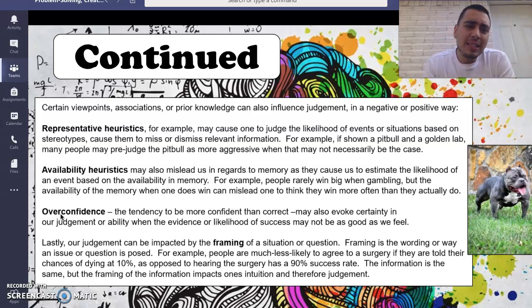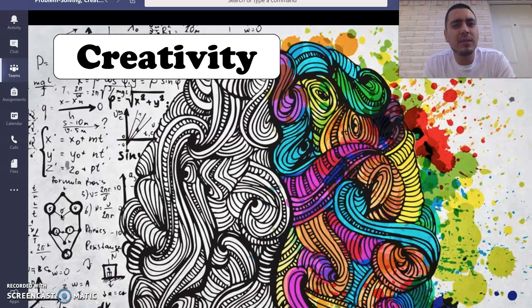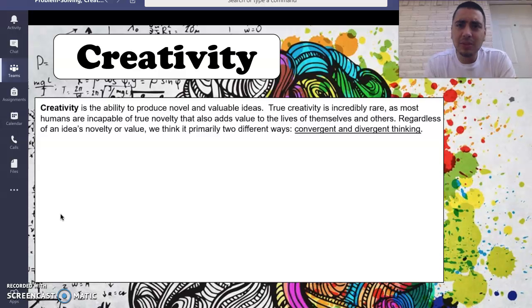So all of these things work together. It's very, very interesting how our memory works and how we go about making decisions and how we are influenced to make decisions. So now, creativity. Creativity is the ability to produce novel and valuable ideas. True creativity is incredibly rare, as most humans are incapable of true novelty that also adds value to the lives of themselves and others.